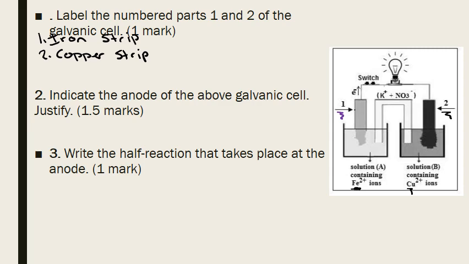Indicate the anode of the above galvanic cell, and we have to justify. The iron strip is the anode. How do we know? We can see the flow of electrons going this way, because the electrons move from the anode to the cathode.